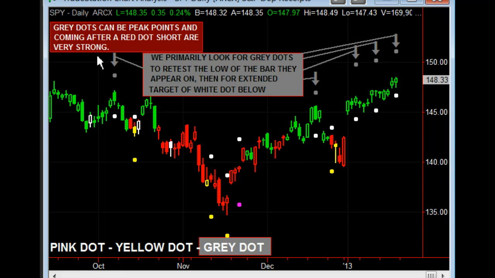What we find, though, is with the gray dot, if it comes particularly after a red dot short, oftentimes you get the red dot short, you get a couple moves up, and you get a gray dot. That becomes a very strong one for your target to the downside for your red dot. So I tend to look for those after I've had a red dot and I'm getting a nice move up, looking for my discount, and then a gray dot comes in. That's when I know that it's safe to go ahead and attack a little bit more.